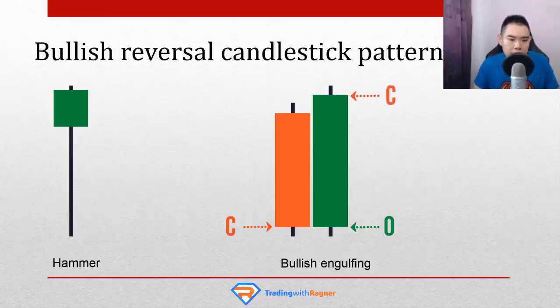How do I know that? Because you can see that the range of the candle, or the range of the body over here, was previously from this opening price to this closing price. But the next day, it opened low and closed even higher than the previous day's opening price. So you can see that the buyers have overwhelmed the sellers by even a little bit more. So this is what we call a bullish engulfing pattern.